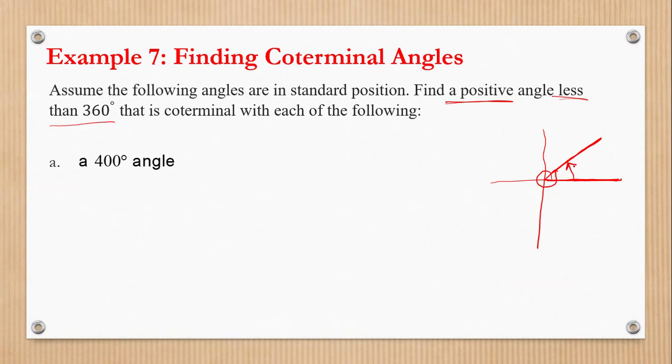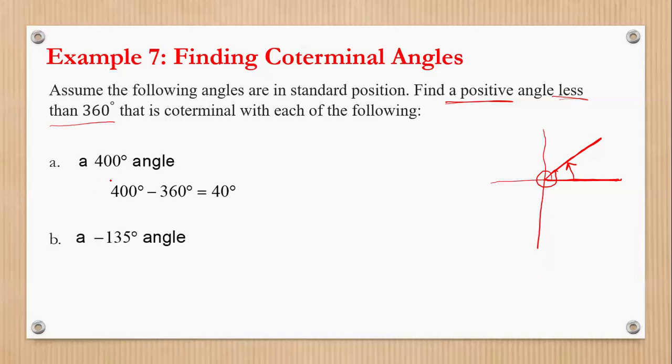How much is this angle? Yes, it's 40 degrees. So how can we find that answer? By just subtracting 360 degrees from 400. As I said, you need to add or subtract 360 or multiples of 360.